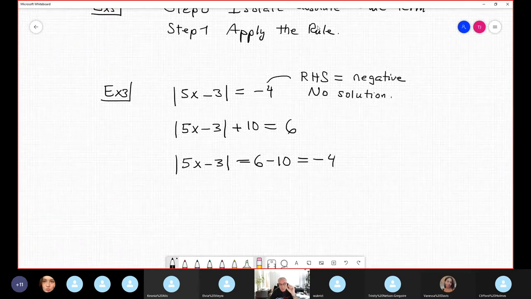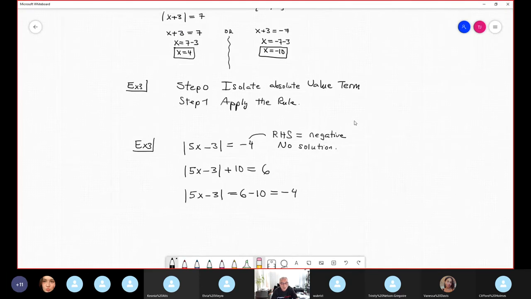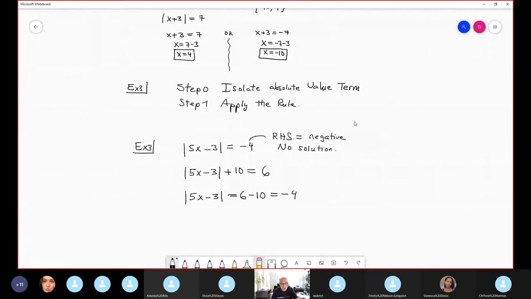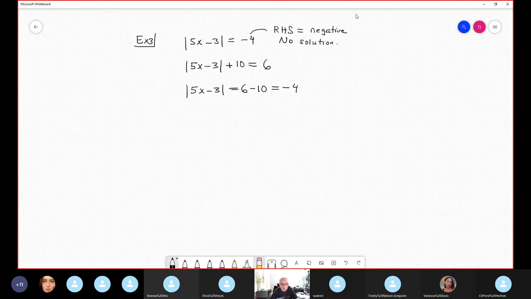So keep in mind, step zero is isolate. But it's easy, remember: when the right-hand side in an equation that contains an absolute value is positive, yes, we have solutions. How many solutions? Two solutions. And when the right-hand side is negative, we have no solution. How many solutions? Zero solutions. And what happens when the right-hand side is zero?